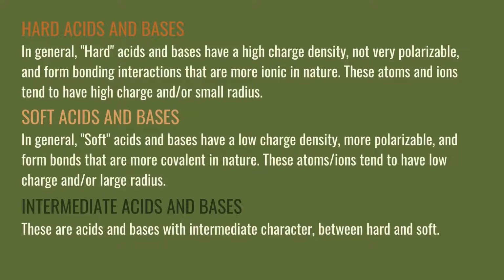And then there are intermediate acids and bases. These are acids and bases with intermediate character, between hard and soft. An element can have a different hard-soft character depending on its oxidation state, and whether or not its polarizability is affected by surrounding atoms and bonds.